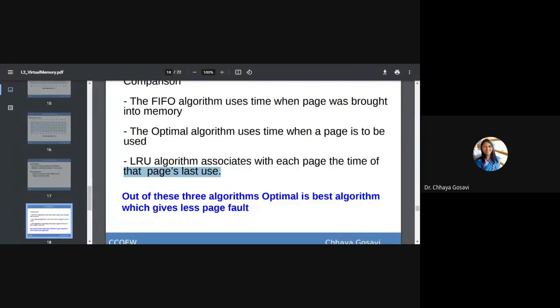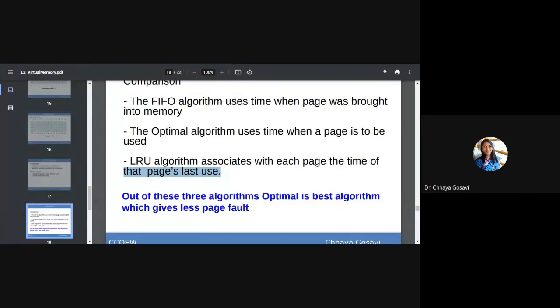In case of LRU, again you have to attach every page with its past use time, its index that was used in the past, and you have to choose the minimum. For example, if one page is used at the 0th location, the 2nd page was used at the 3rd location, and the 3rd page was used at the 5th location, you have to choose the least recently used, that is the 0th index. So in LRU, you attach every page in a queue with its index, and you choose the index with minimum value for replacement.